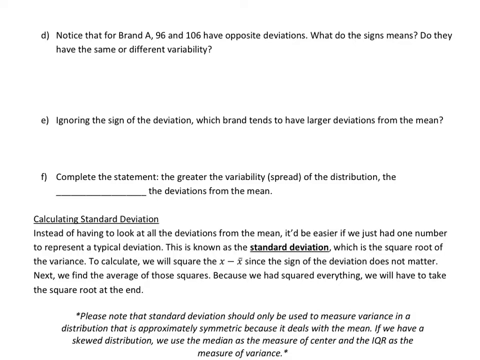Notice that for brand A, 96 and 106 have positive variations, or have opposite deviations, excuse me. What do the signs mean? Do they have the same or different variability?